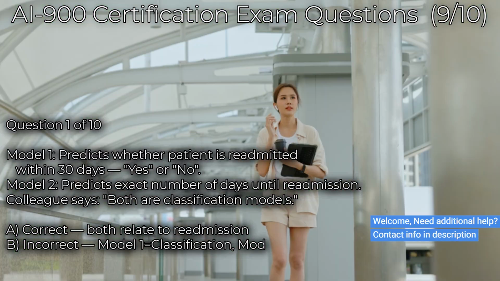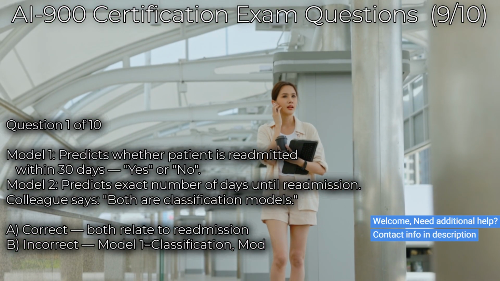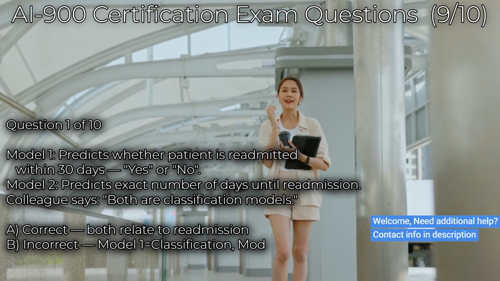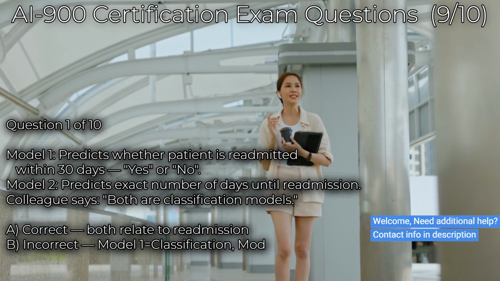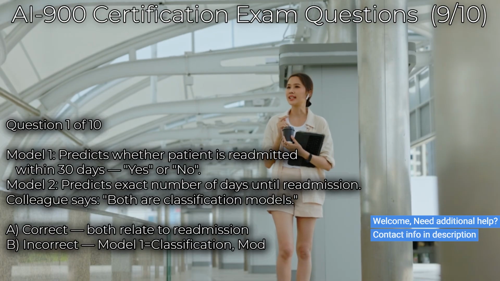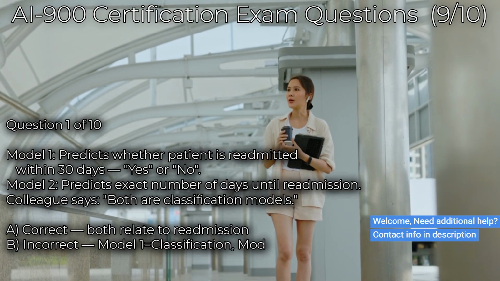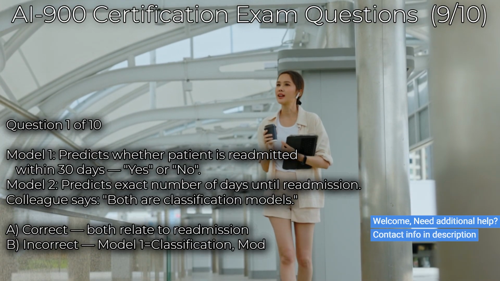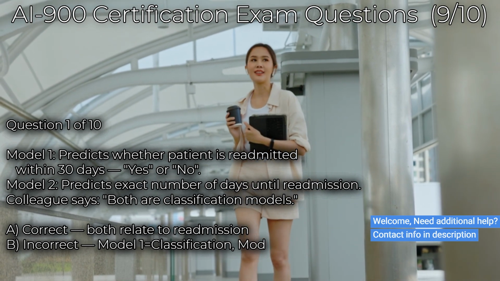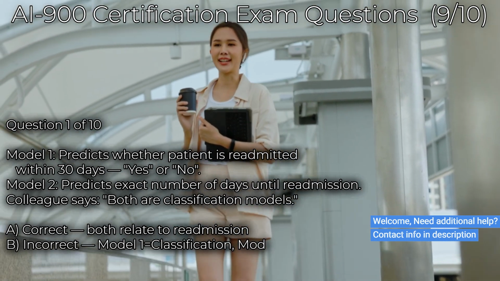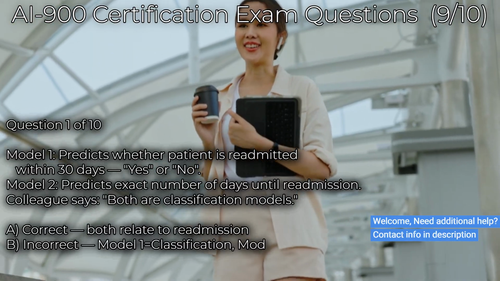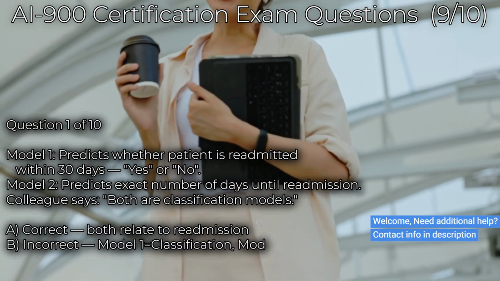The correct answer is B. The colleague is incorrect. The output type is what determines the model type, not the subject matter or the input features. The first model predicts a discrete binary label, yes or no, which makes it a classification model. The second model predicts an exact number of days, which is a continuous numerical value, making it a regression model.